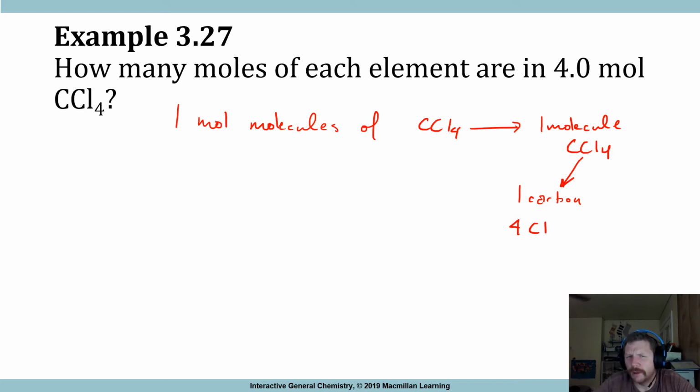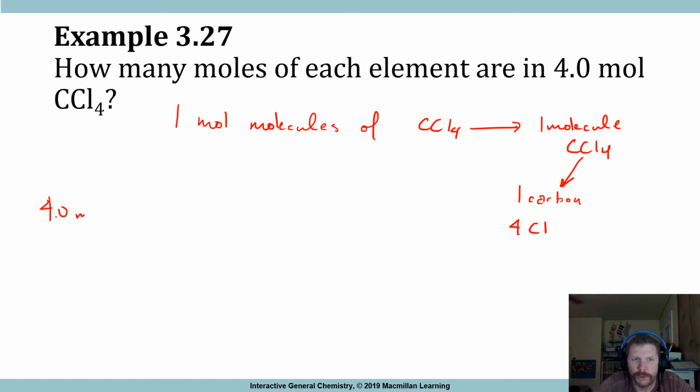Okay, the way that I always like to think about this sort of problem is, I like to say, if you have 1 car, that car has, I'm not really a car person, so I'll be very general, it has 1 body, and it has 4 wheels. So if you have 1 mole of cars, you have 1 mole of car bodies, and then 4 moles of wheels. Okay, so now I'm going to set this up as a dimensional analysis problem.